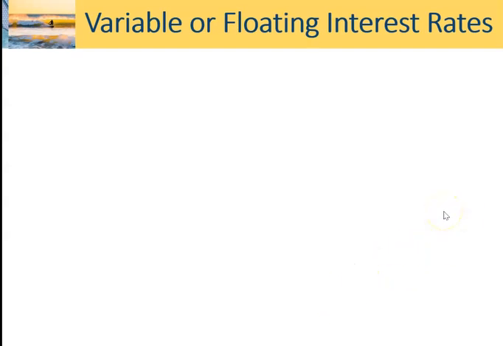Okay, so variable or floating interest rates. So there's two different types of interest rates, okay? Fixed or variable, which is also called floating. So I know we're talking about simple interest in this chapter, but I think the easiest way for me to talk about fixed versus variable is to talk about a mortgage, okay?